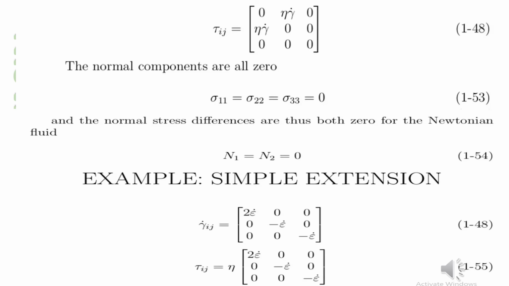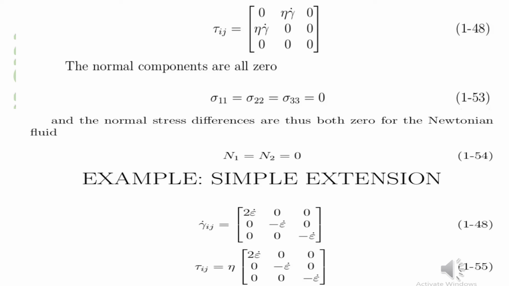Now the shear stress tensor is tau ij equal to the matrix 0, eta gamma dot, 0; eta gamma dot, 0, 0; 0, 0, 0, that is equation number 48. The normal components are also 0, so sigma 1 1, sigma 2 2 and sigma 3 3 are also 0, that is equation number 53. And the normal stress differences are thus both 0 for the Newtonian fluid. So we can write N1 is equal to N2 is equal to 0.